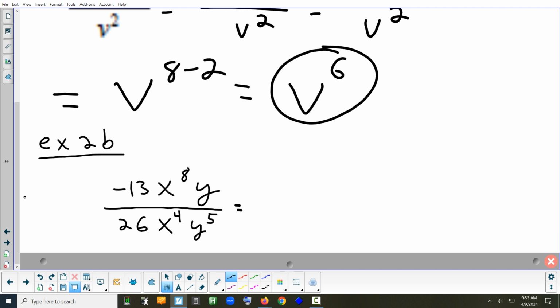Is that 2 times 6 or is that 2 to the power of 6? On the bottom, that's 26. Oh, that's 26? Yeah. So negative 13 x to the 8th times y divided by 26 x to the 4th y to the 5th.